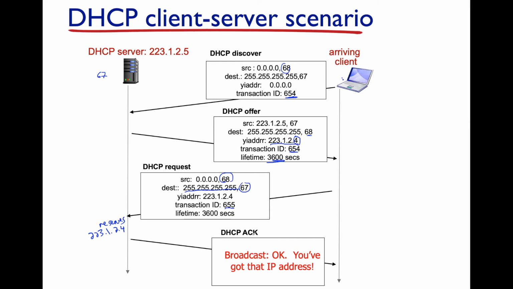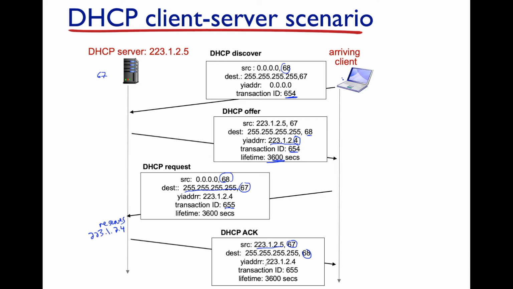its response. And why does it broadcast? Because at this juncture, the arriving client still does not yet have an IP address. So in this broadcast message, the source IP is the address of the DHCP server, with source port number 67. The destination address is broadcast, port 68. And again, recall the arriving client is listening in on port 68. It gets this datagram because it's broadcast, sent to every machine on the local area network.